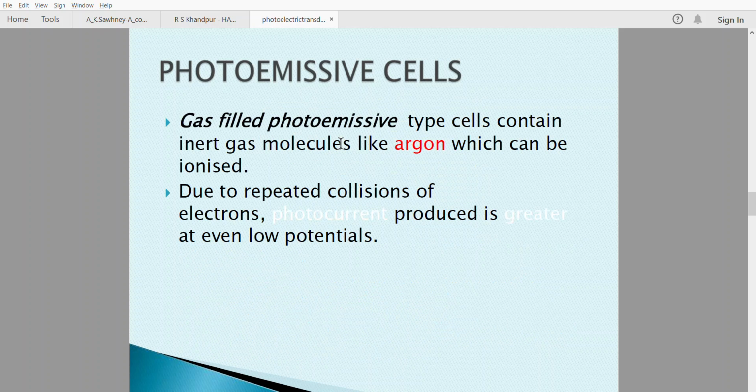The gas-filled photoemissive type cell contains inert gas molecules like argon, which can be ionized. Due to the repeated collision of the electrons, the photocurrent produced is greater even at low potentials. So what happens when the light radiation falls? There is an ionization of the inert gas. The ionization of the inert gas produces electrons, and due to the repeated collision of electrons, photocurrent is produced. Okay. These electrons are collected at the oppositely charged electrode. Okay.